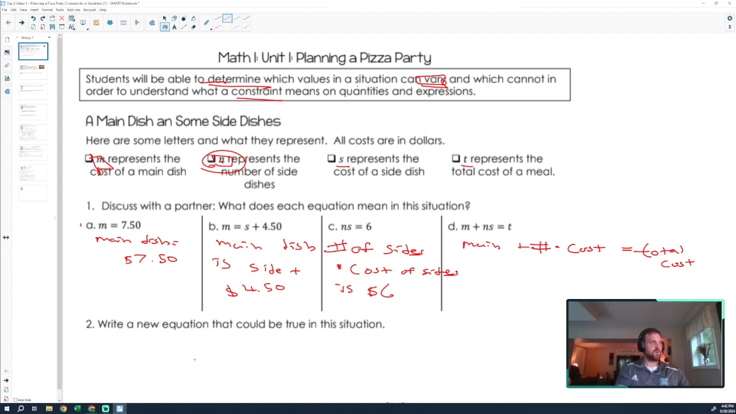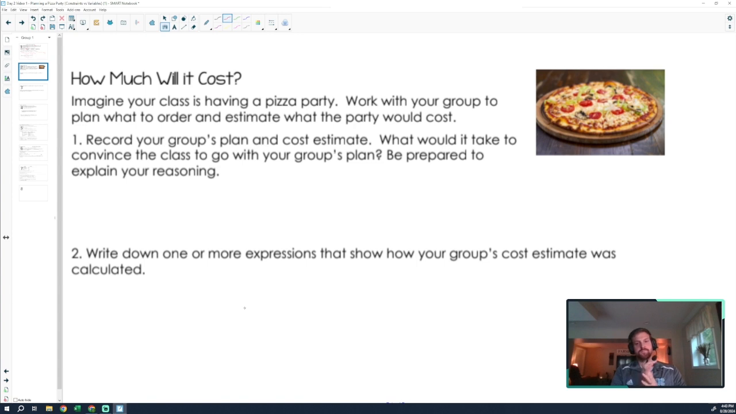All right, so what are some of the ones you came up with? I don't know, you can say that a main dish plus a side dish is equal to $10. Or you can say that the number of side dishes times S minus a main dish is equal to $2. Doesn't matter. You can come up with whatever you want. So the whole point of this is, can you read and understand an equation, a relationship? All right, moving on.